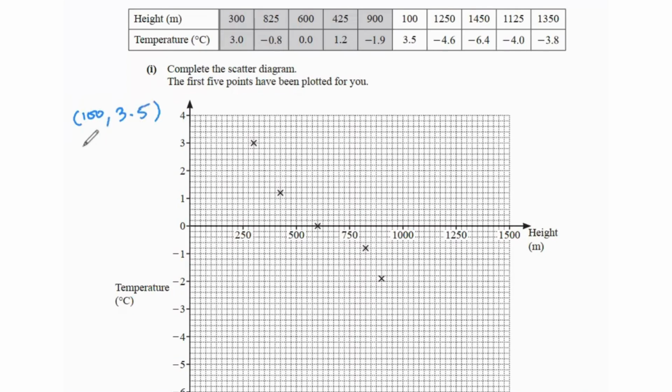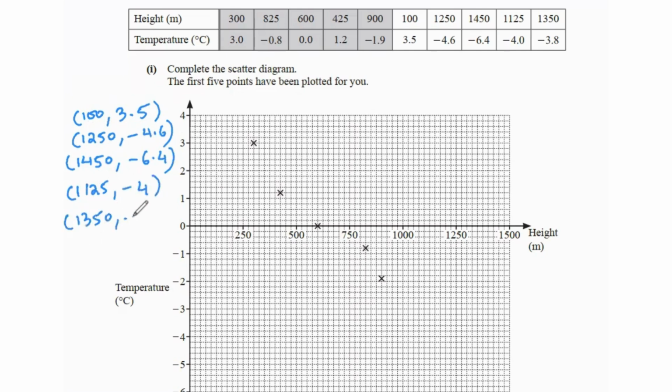100, 3.5, 1250, negative 4.6, 1450, negative 6.4, 1125 and negative 4, 1350 and negative 3.8.